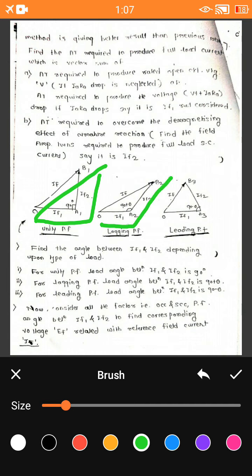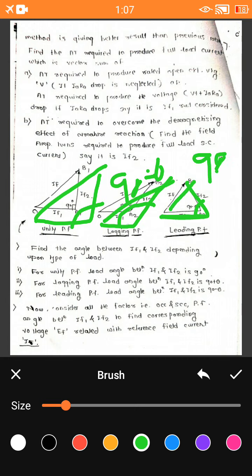So for lagging power factor, considering the demagnetizing effect, the angle is 90 plus theta. For considering a leading power factor, this is IF1, this is IF2, and the angle is 90 minus theta for a leading power factor, and this will be the total value of IF.